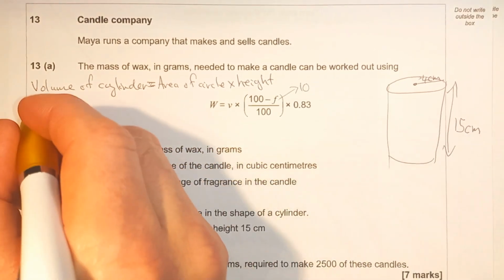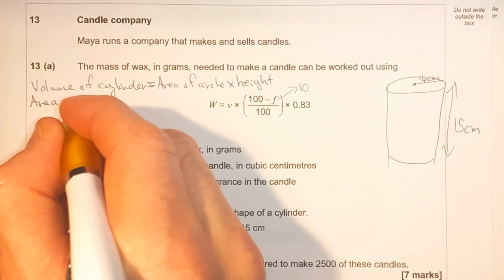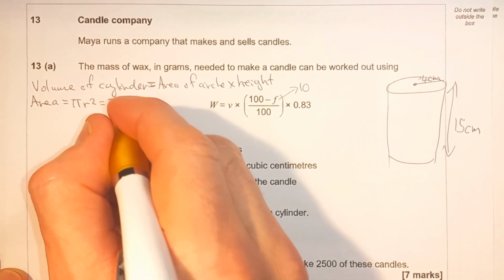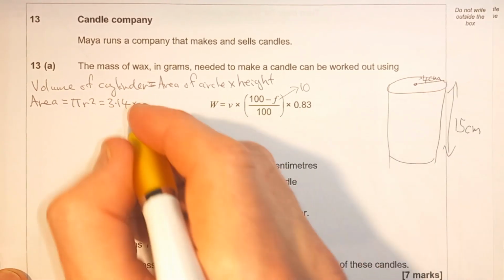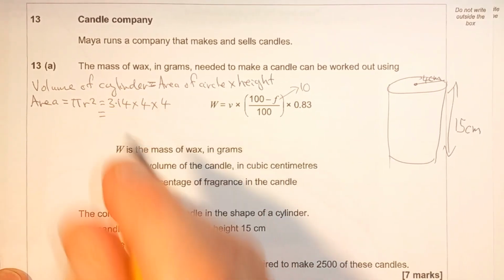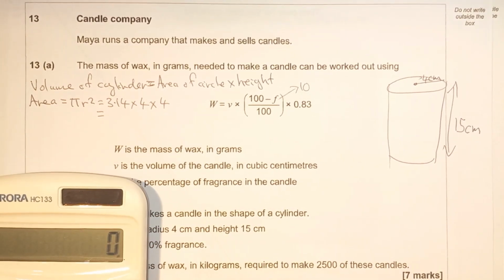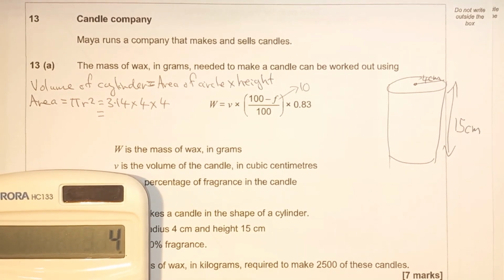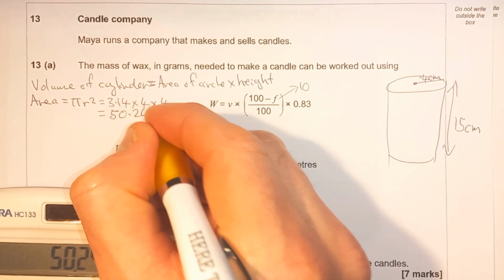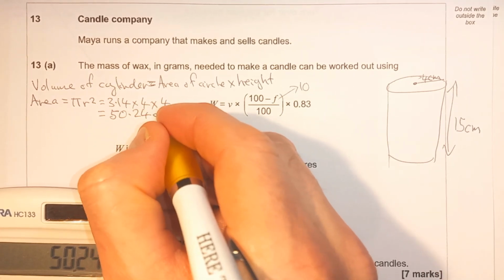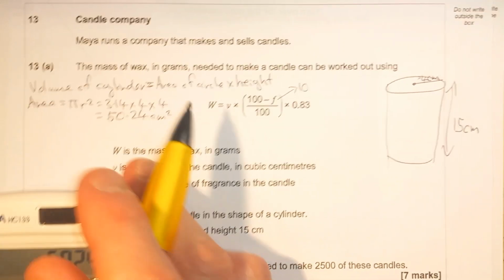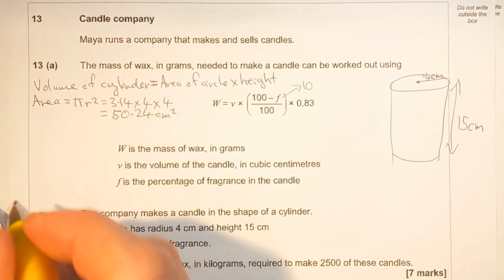Okay. So the area is going to be pi r squared, where pi is 3.14, r is the radius, which is 4. To square it, we multiply it by itself. So 3.14 times 4 times 4, we've got 50.24 centimeters squared.